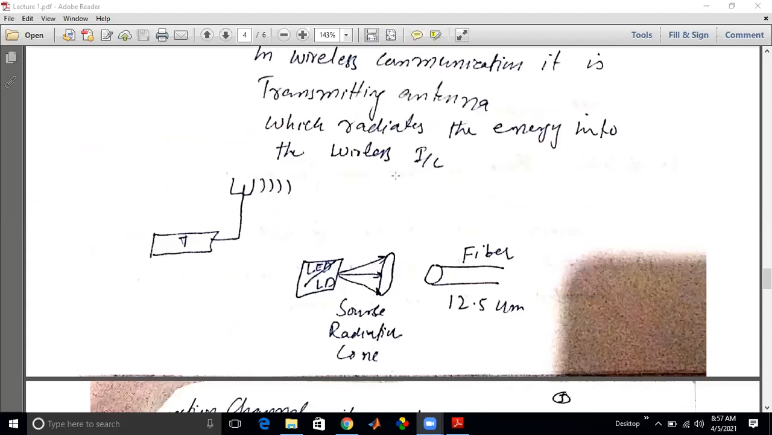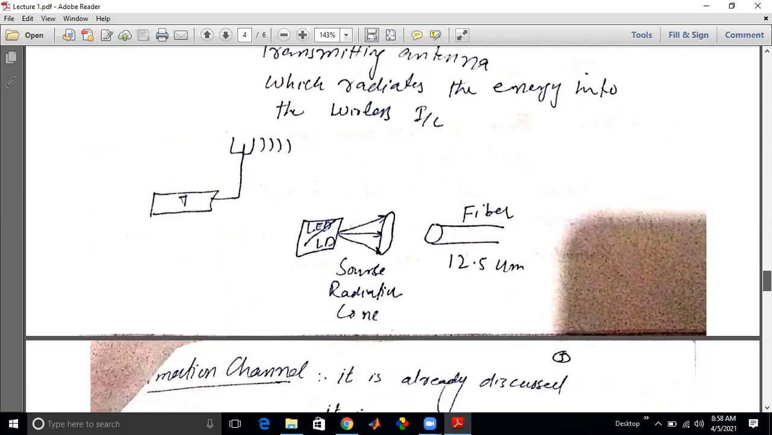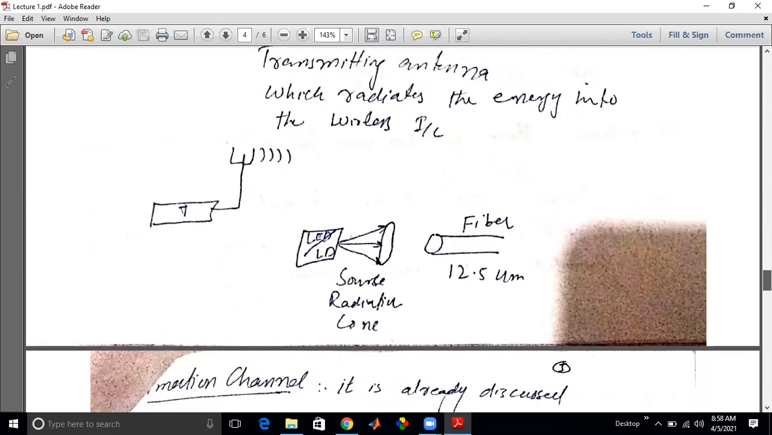So this is the antenna, and in the case of optical fiber, why do we use the coupler? As you know, the modulator in our case is an LED or laser diode, so they will generate the source radiation cone. This is called the source radiation cone or light cone. And this is the optical fiber whose diameter is 12.5 micrometer. So they can't be passed through this optical fiber.